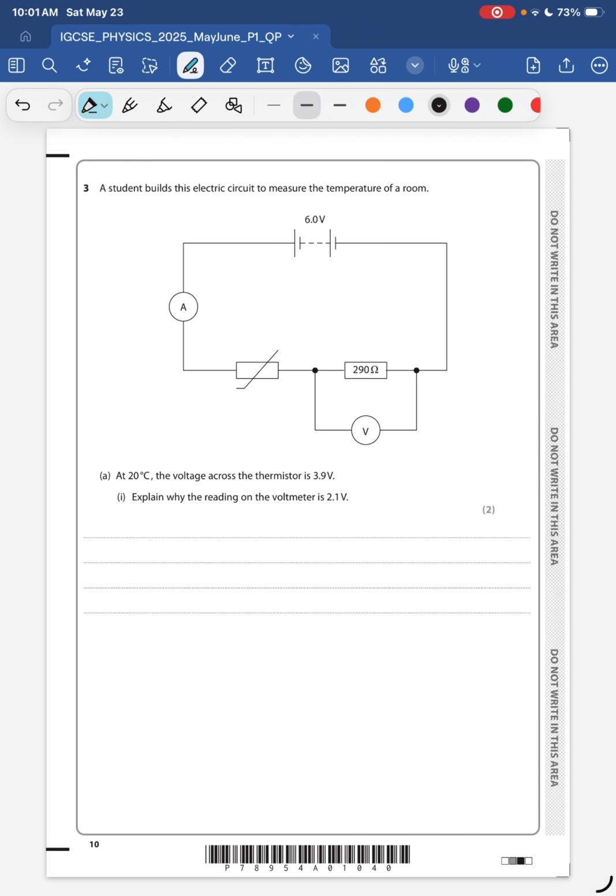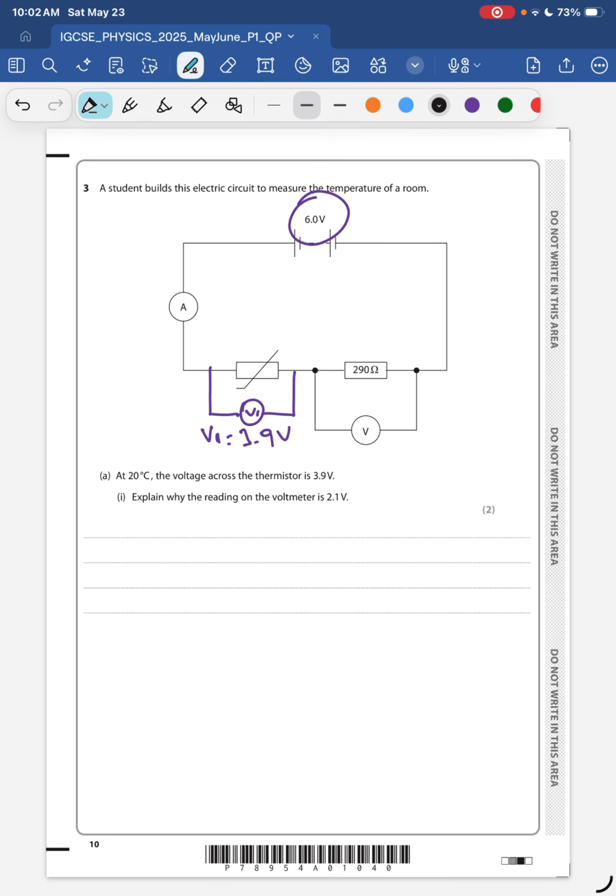Question 3 is a circuit problem. So a student builds this electric circuit to measure the temperature of a room. At 20 degrees Celsius, the voltage across the thermistor is 3.9 volts. Explain why the reading on the voltmeter is 2.1 volts. Okay, so they tell us that the voltage across the thermistor, let's call it V1, is 3.9 volts, but you immediately see there that you have a 6-volt power supply. So 3.9 plus 2.1 is 6 volts, as it should, because this is a circuit in series.